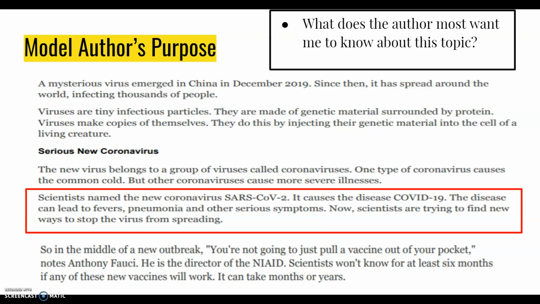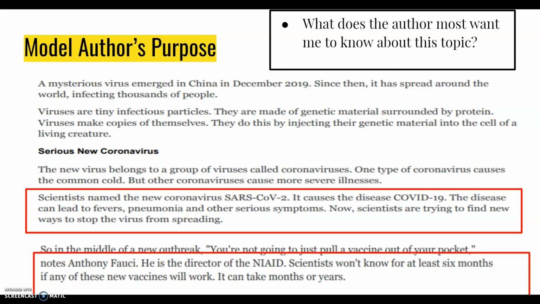Serious new coronavirus. The new virus belongs to a group of viruses called coronaviruses. One type of coronavirus causes the common cold, but other coronaviruses cause more severe illnesses. Scientists named the new coronavirus SARS-CoV-2. It causes the disease COVID-19. The disease can lead to fevers, pneumonia, and other serious symptoms. Now scientists are trying to find new ways to stop the virus from spreading. So what does the author most want me to know about the coronavirus vaccine? I'm going to keep reading.